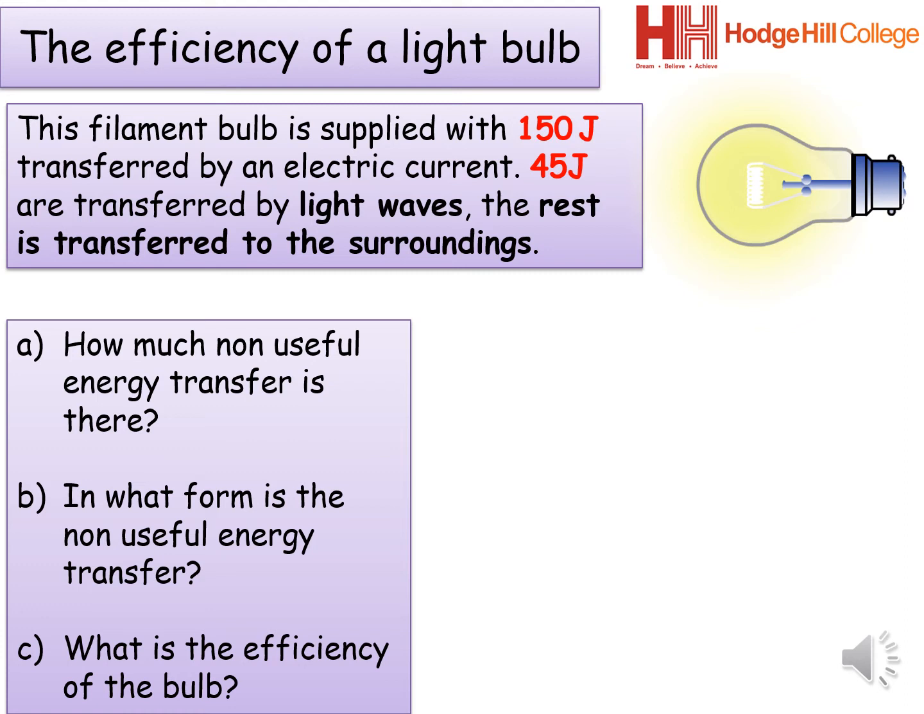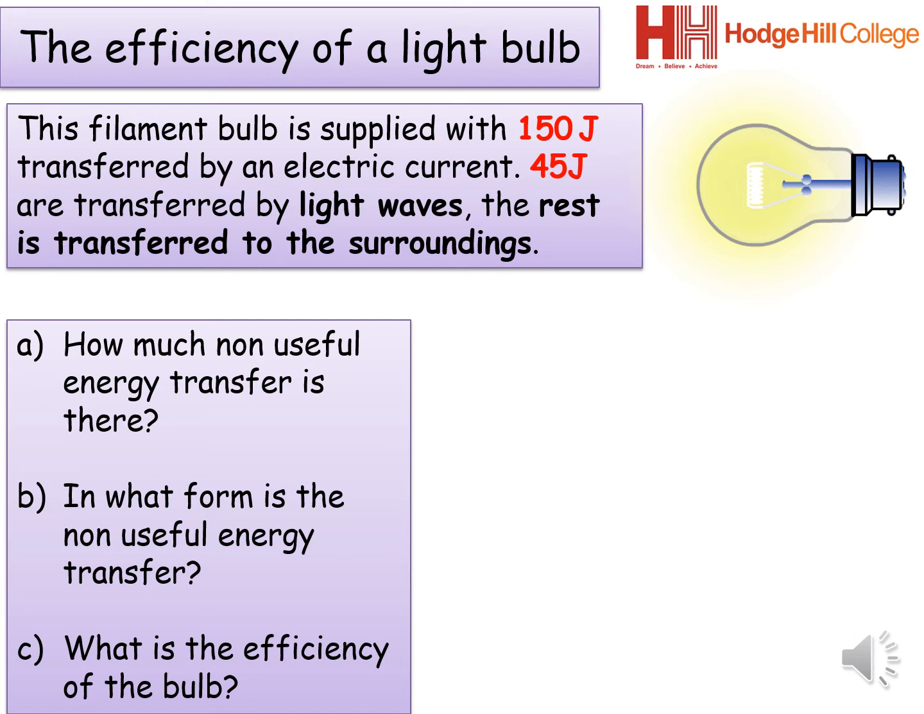Okay, so we're just going to go through an example type question that you may be likely to come across. I'm going to talk you through the efficiency of a light bulb. So what we have is a filament bulb which is supplied with 150 joules transferred by an electric current. 45 joules are transferred by light waves and the rest is transferred to the surroundings.